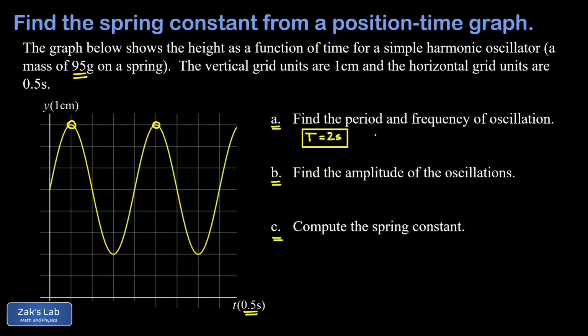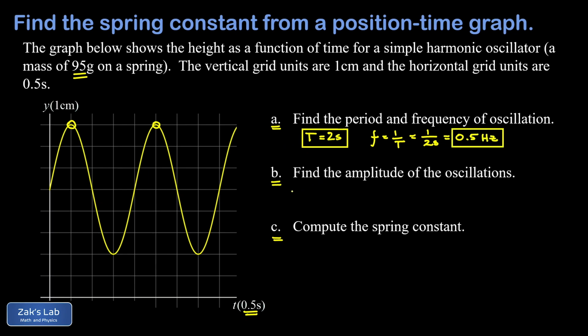Now we can quickly compute the frequency. Remember, that's the reciprocal of period, so 1 over the period. And the frequency comes out to 1 over 2 seconds. And remember, a 1 over second is the same thing as a hertz. So I'll write this in decimal form. It's 0.5 hertz, and we've got the frequency.